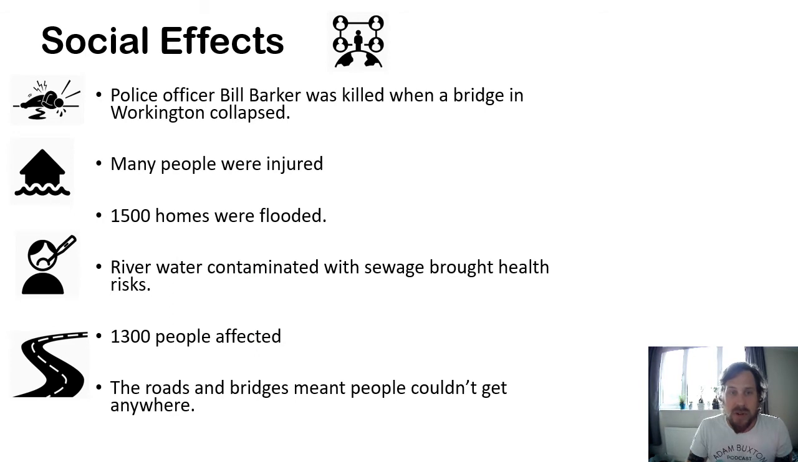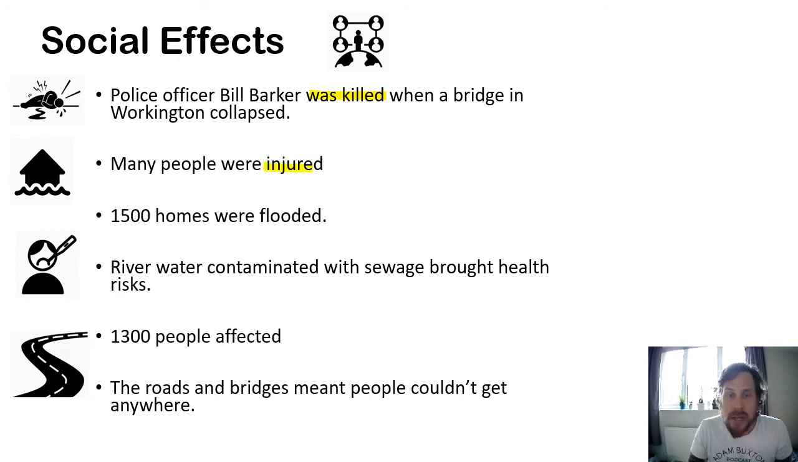Some of the social effects. These are things that affected people. So how did people get hurt or affected by it? So one person was killed, a policeman who was trying to stop people crossing a bridge. He got washed into the water.